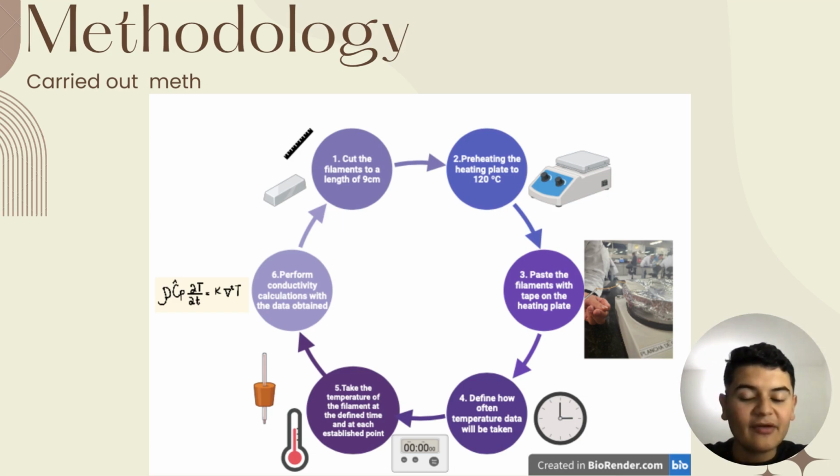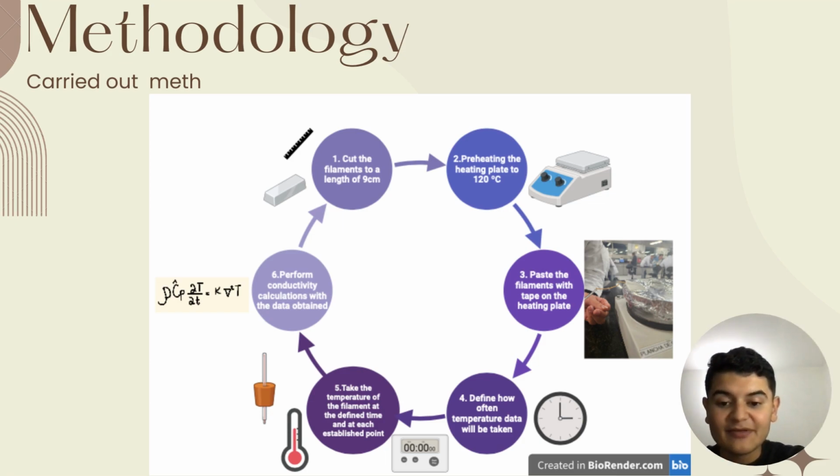The third step was to paste the filaments with the tape on the heating plate. As shown in the picture, a corner of the filament was pasted to the heating plate, which is just normal tape. The fourth step is to define how often the temperature data will be taken. In our case, we decided to do it 30 seconds after the filament was pasted, 60 seconds, and 90 seconds. We decided on those three times.